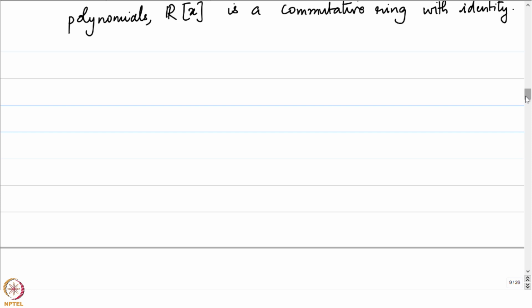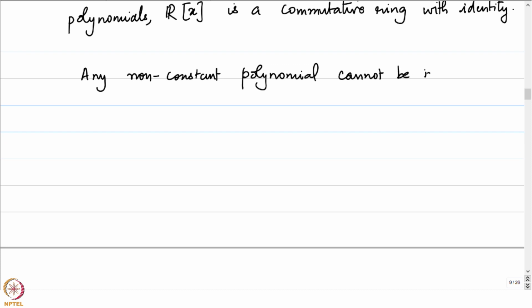The first thing to note is that R of x is a commutative ring which is not a field. Not all elements can be inverted. In fact, any non-constant polynomial is not a unit and cannot be inverted. There does not exist a multiplicative inverse for any non-constant polynomial in R of x.